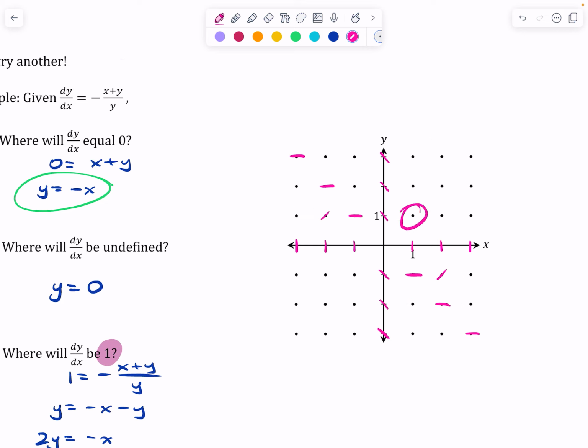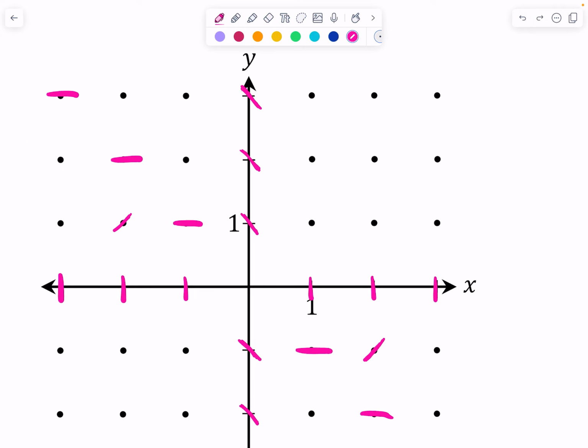So like the 0.11. In my head, I'm going to take this numerator first, which is 1 plus 1, so that's 2. I'm going to divide it by the denominator. So 2 divided by 1 is 2. And then apply negative. So instead of positive 2, it's negative 2. So at this spot right here, drawing a slope of negative 2.